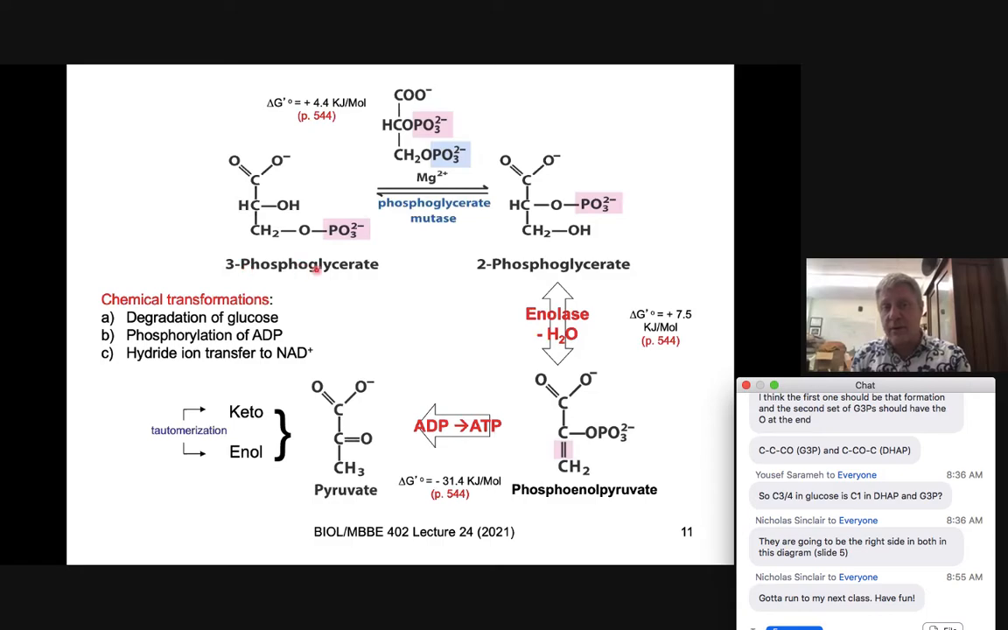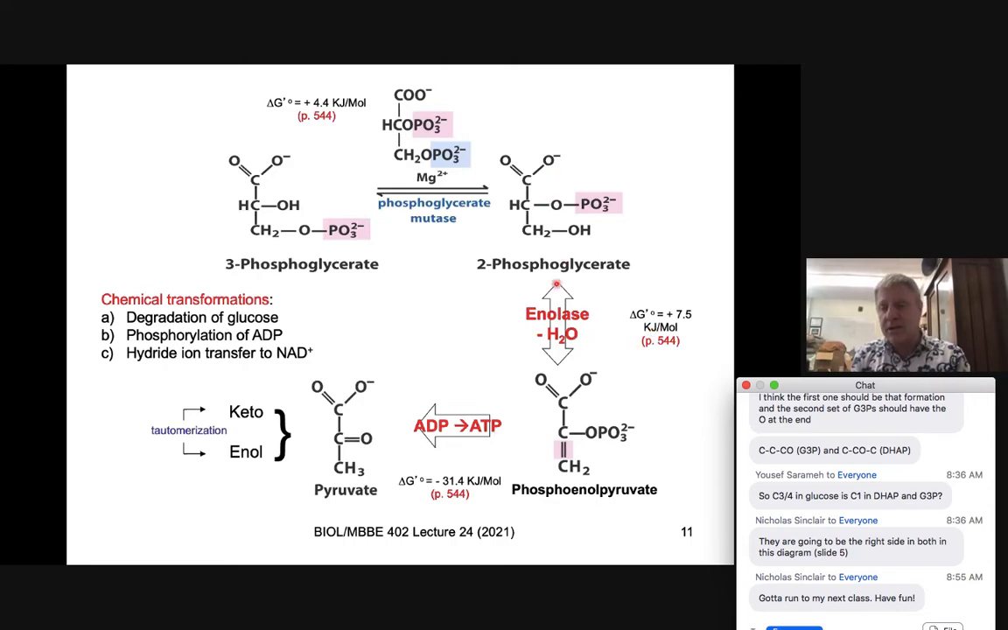So at the moment, the phosphate group is in position 3. We want to put it into position 2. With that 2-phosphoglycerate being present, we have the enolase, which is going to be a dehydration reaction. But again, it requires positive 7.5 kilojoules per mole.